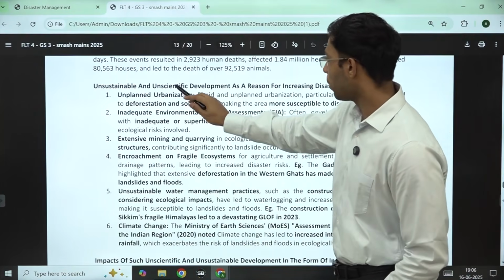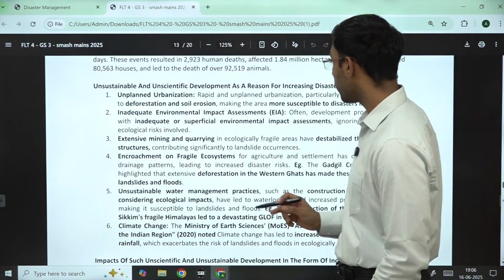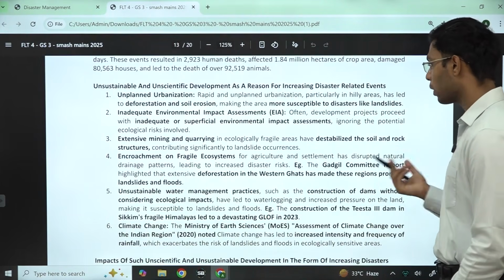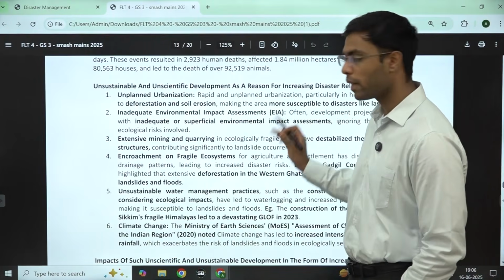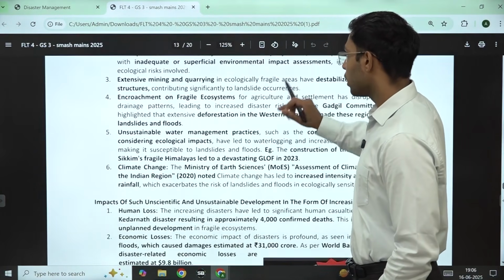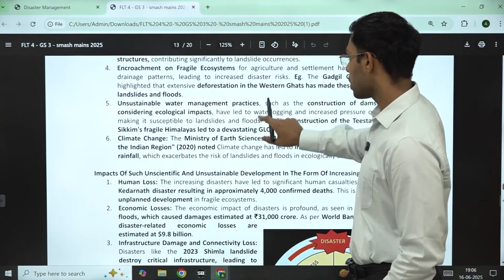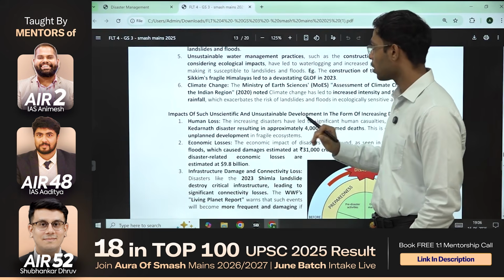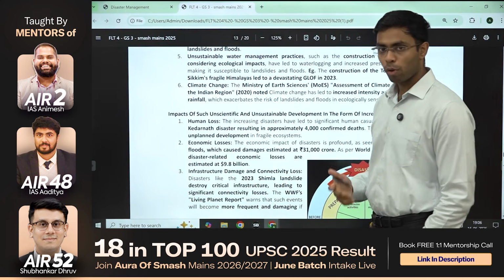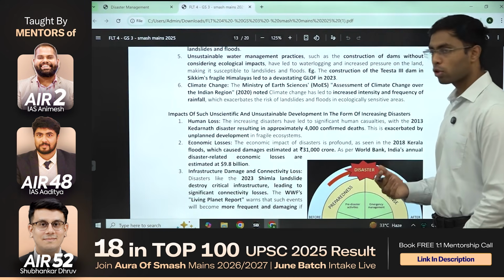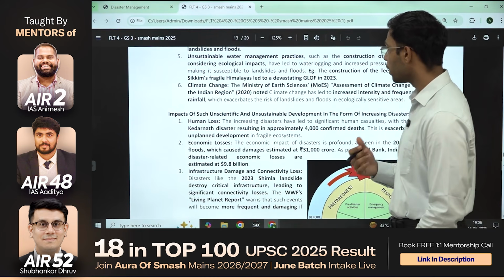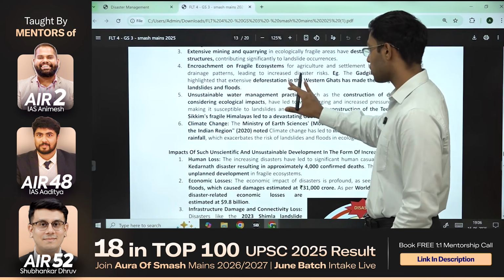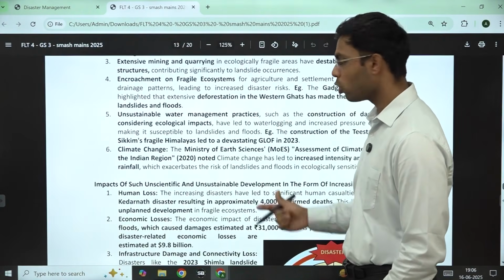So give keywords: unplanned urbanization, economic impact assessment is not happening properly. You can give example in the Great Nicobar Development Project also, there were claims of that happening. So you can mention an example there as well. Extensive mining and quarrying, fragile ecosystems, unsustainable water management practices, and climate change. So environmental aspects of this question have to be mentioned. Because you're writing an environment-based answer, make sure that you use terms that are often repeated in the environment content as well, right? So climate change, unsustainable water management practices, fragile ecosystem, these look good in your answer and look relevant.